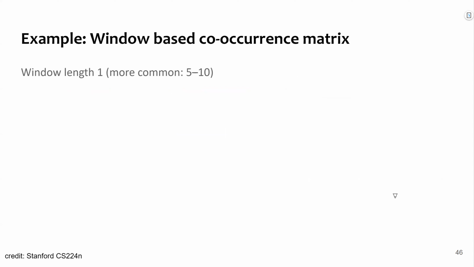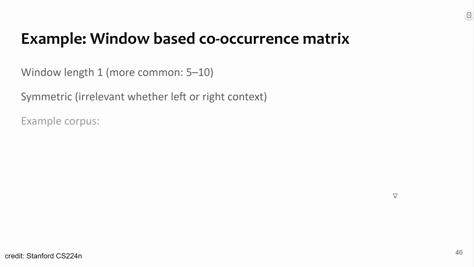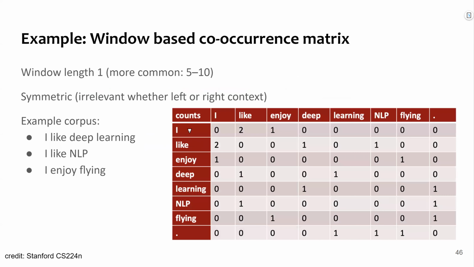Okay, for example, let's say we have just a window length of 1, and this is symmetric, irrelevant whether left or right context. An example corpus is: I like deep learning, I like NLP, I enjoy flying. Then we list all the words in our vocabulary on this row and column like this. And "I" and "like" co-occurred 2 times, and "I" and "enjoy" co-occur just one time, like this.